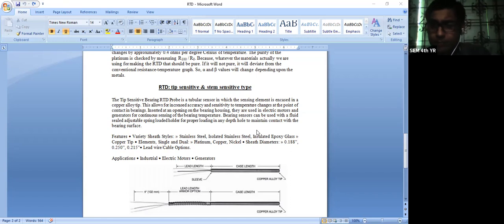Anyone, any idea? Mikhail, what is probe? Prajwalika, Supriti, Lopamudra, anyone? What is probe? Wire. What is probe? Supriti, Prajwalika Gurung, wire. Where? More specifically, Lopamudra, what is probe?